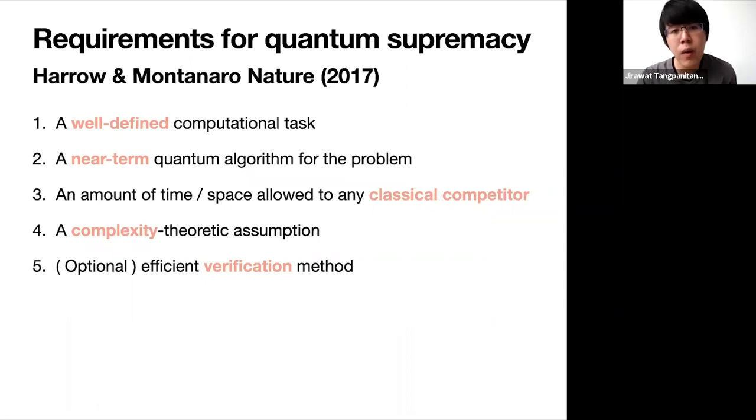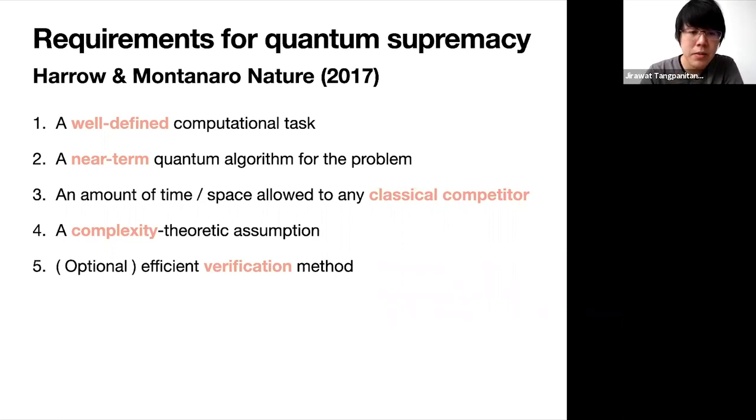There are a few requirements to show quantum supremacy. First, you need a well-defined computational task. Second, you need a near-term quantum algorithm for that problem. Third, you need to be able to calculate the time it takes for a classical computer or the competitors. Fourth, you need a complexity theory assumption that backs up the claim. And fifth, sort of an optional one, an efficient verification of the quantum supremacy.